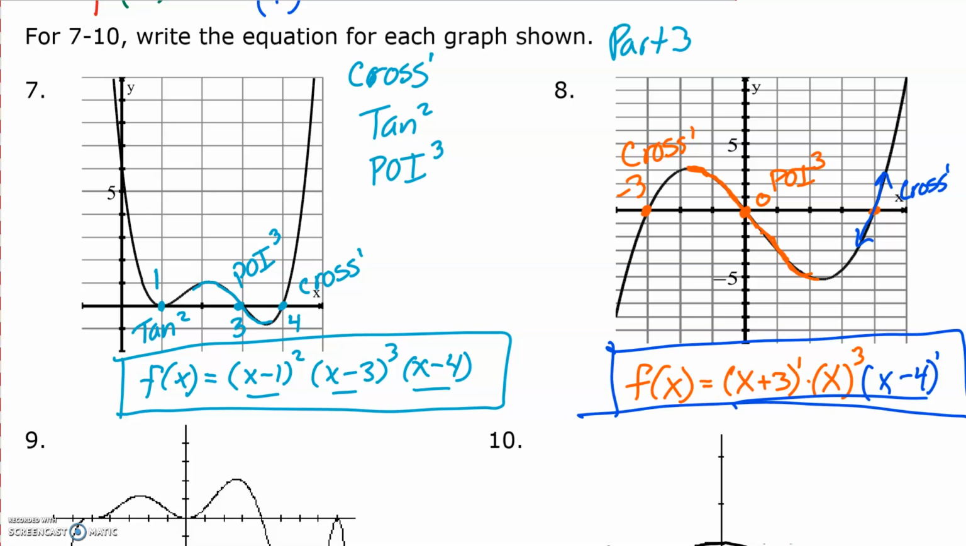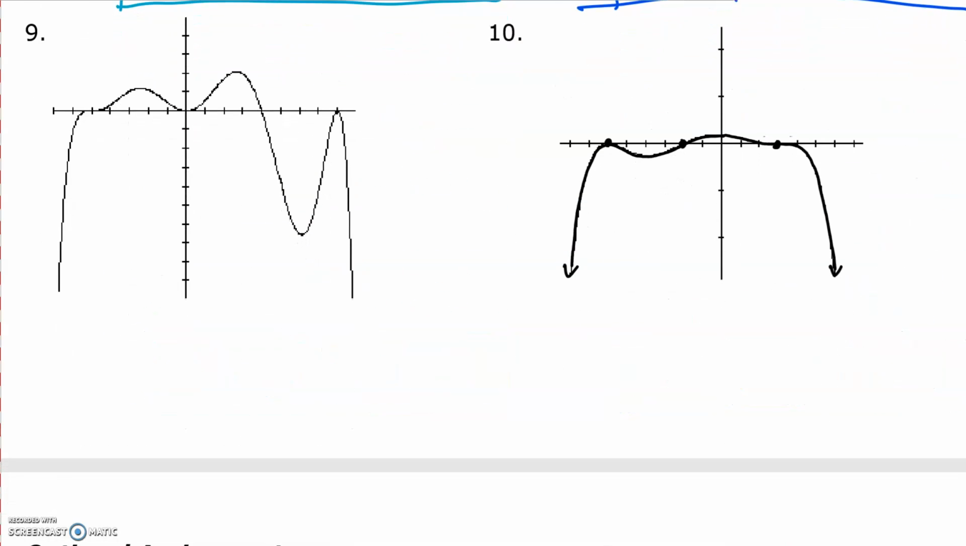If you have your terms in different orders, that's okay too. Commutative property of multiplication, that's just a math term that states that anything can be multiplied in any order. It'll still end up giving you your same solution. Okay, so let's go ahead and take a look at number 9.